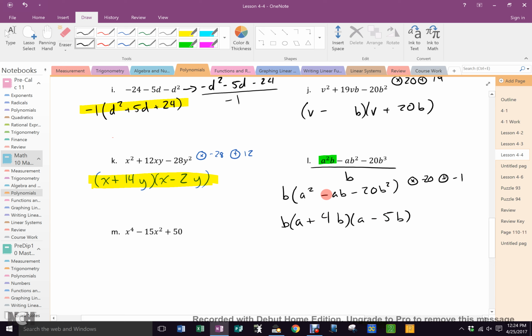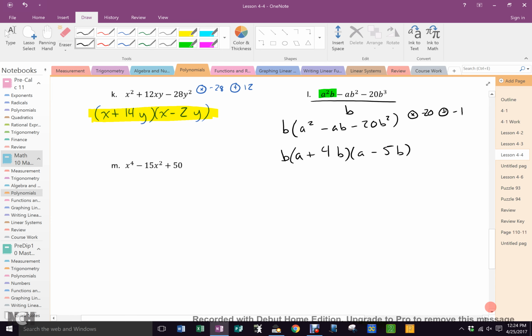Everybody cool? All right, now I'm going to be very mean to you. I'm not going to show you how to do M, because you already know. Even though it looks different, figure it out.